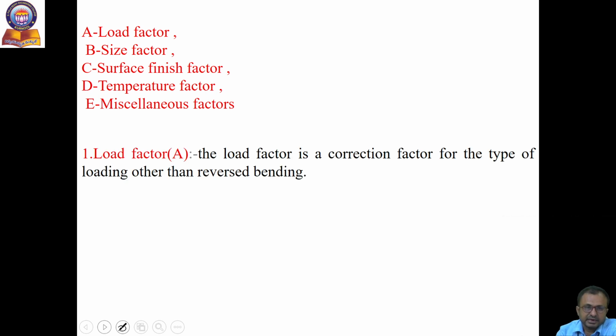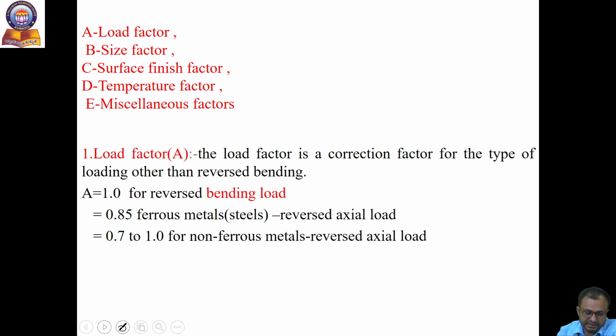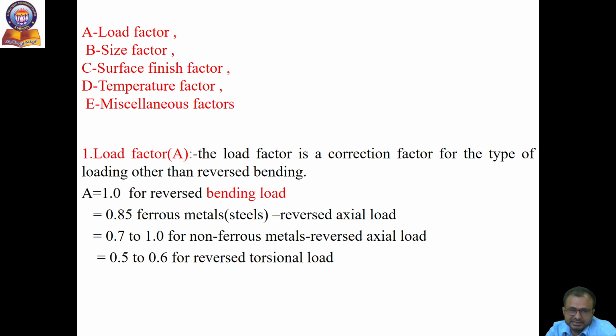Here I have shown in the previous slide A, B, C, D, E. So A is nothing but your load factor. Load factor is a correction factor for the type of loading other than reversal bending. Already in the rotating beam fatigue testing machine, the specimen undergoes only reversal bending. In case your component is subjected to loads other than bending, how do we consider these modifying factors?